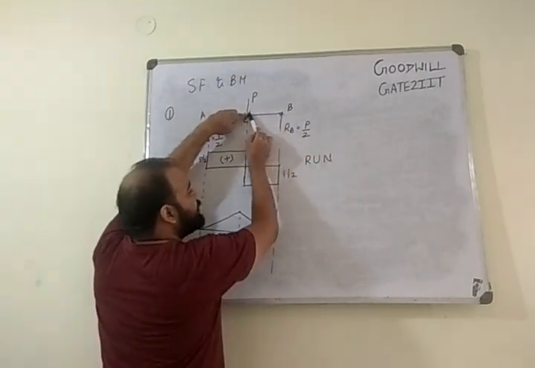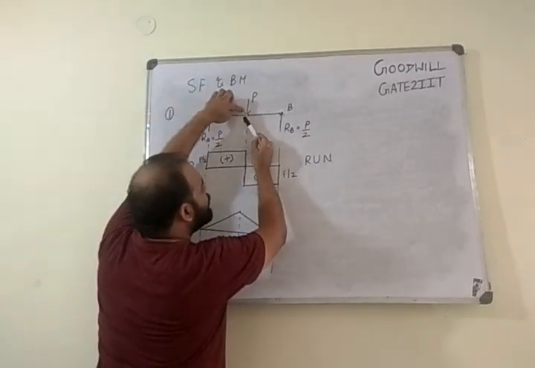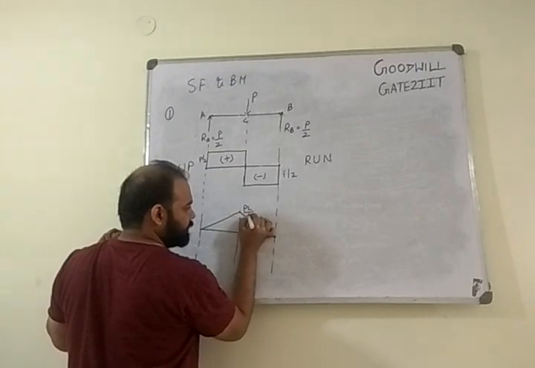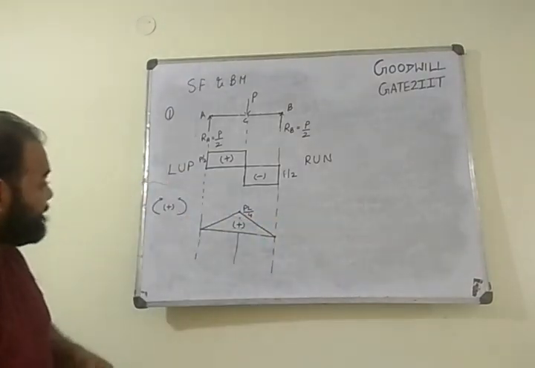Can you tell me, when you come from the right hand side, what is the moment? P by 2 into L by 2. Correct, right? When you come from the left hand side, P by 2 into L by 2. So what magnitude you observe here? PL by 4, and this whole diagram is positive with our sign convention.